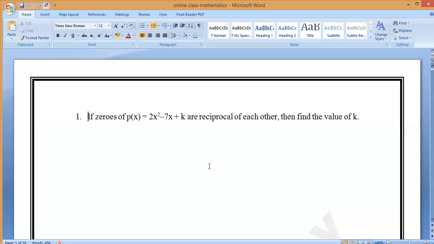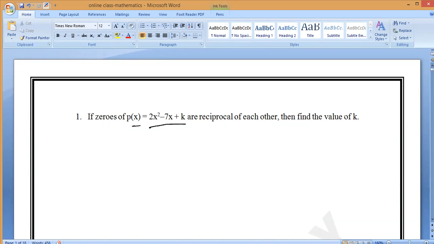Today we will discuss most important questions in polynomials. Read the first question. If the zeros of p of x equal to 2x squared minus 7x plus k are reciprocal of each other, then find the value of k.